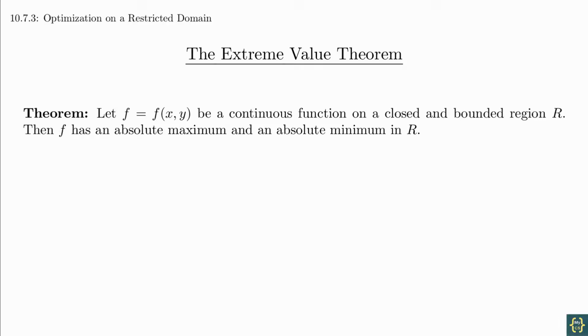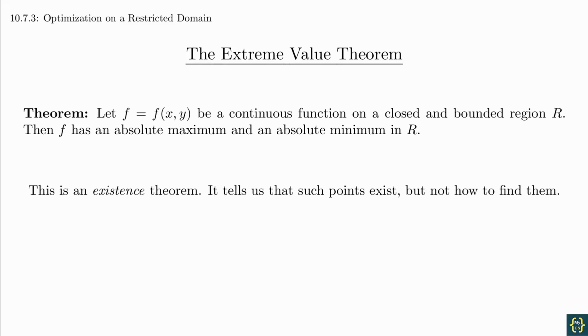Theorem. Let f be a continuous function on a closed and bounded region R. Then f has an absolute maximum and an absolute minimum in R. This is an example of an existence theorem. Extreme points are guaranteed to exist for functions that meet these requirements. But the theorem does not tell us how to find the absolute maximum or minimum, nor does it say that the points that attain these values are unique. All it says is that such points are guaranteed to exist.